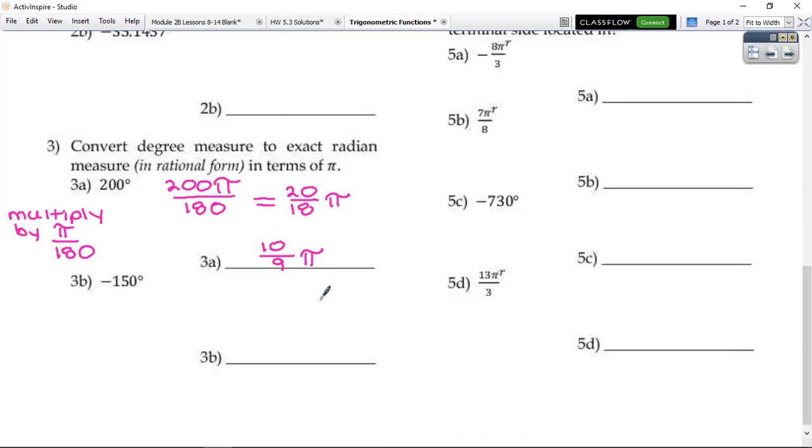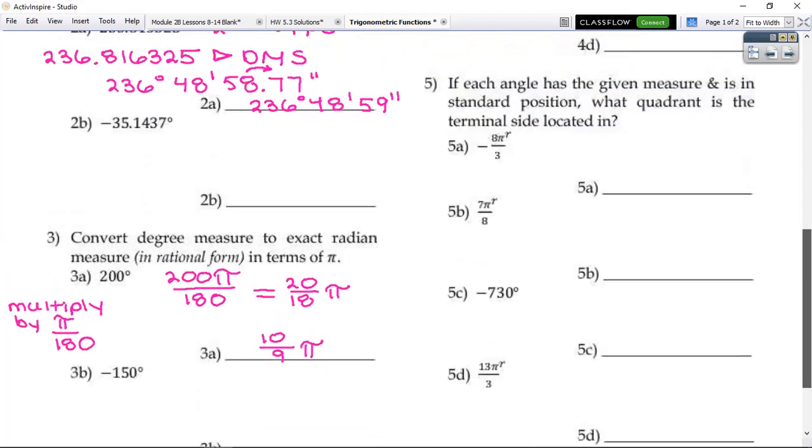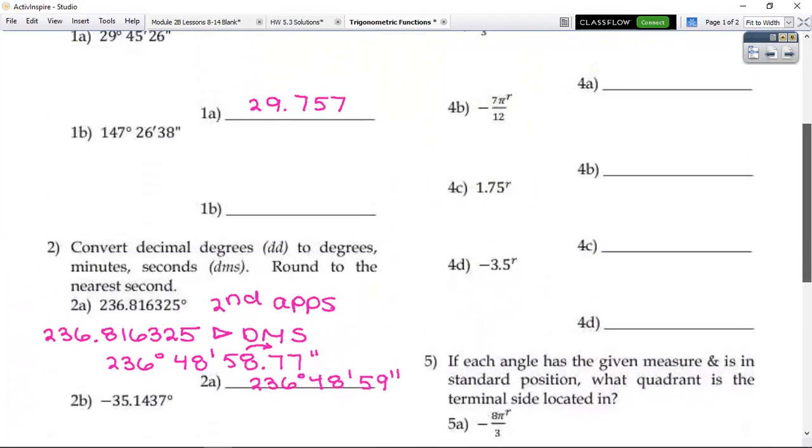How do you feel with the first 3? Pretty good? Okay. So let's jump over and look at number 4 then. So anything I skipped, you definitely want to make sure you go back and look at homework just to make sure you're good and confident.